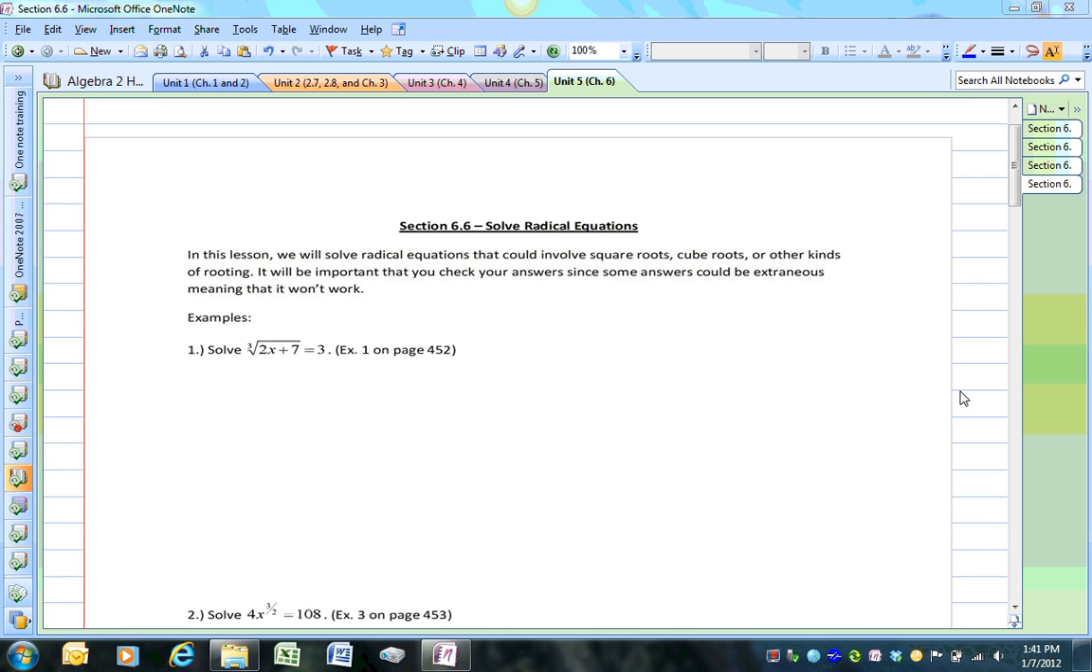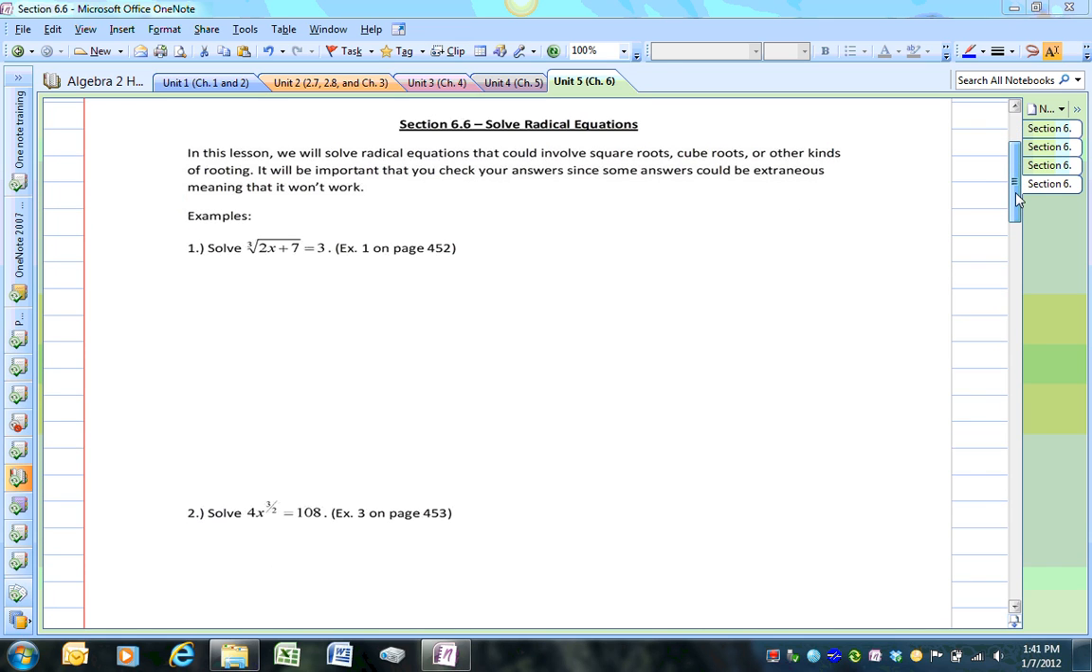It's a pretty easy lesson. We'll just be solving a bunch of equations. That's usually the case at the end of each unit. Whatever main topic we have, we want to solve equations that deal with that topic. So these examples are from the book, and I put the example number and page number so you can reference that if you'd like to.